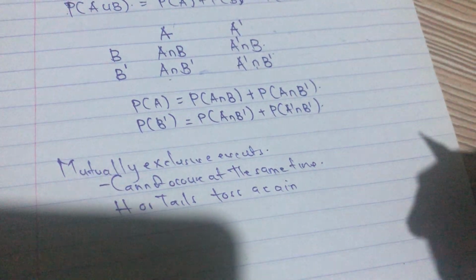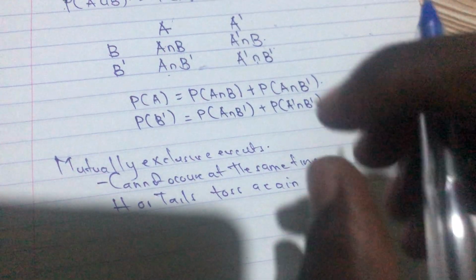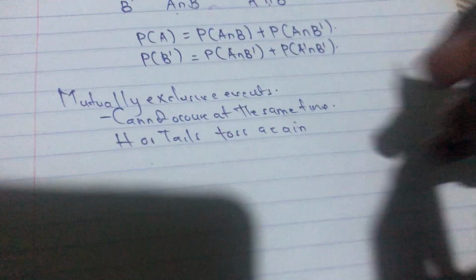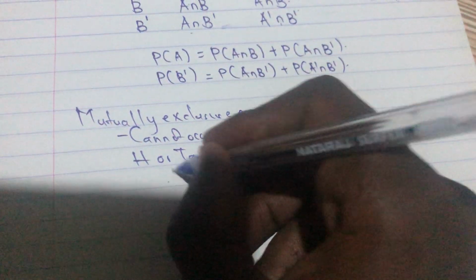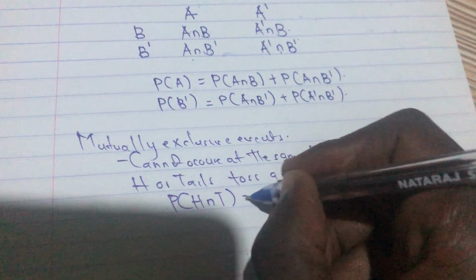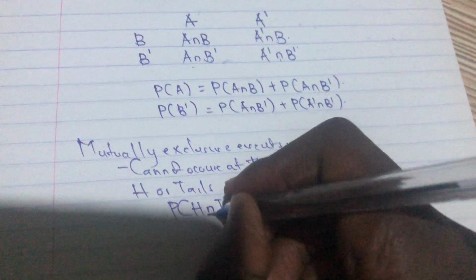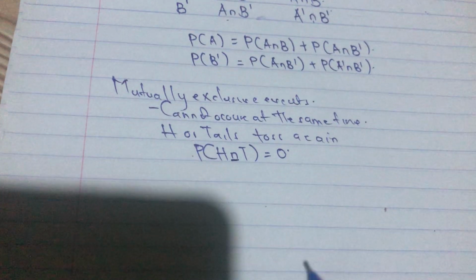You cannot get a head and a tail at the same time. Are we together? So that is an example of a mutually exclusive event. That means that the probability of getting a heads and a tails together will always be 0. You cannot get them at the same time, so their intersection is always 0. That is the principle of mutually exclusive events.